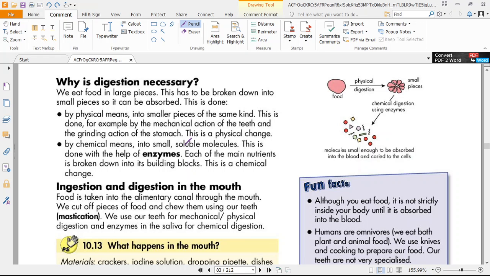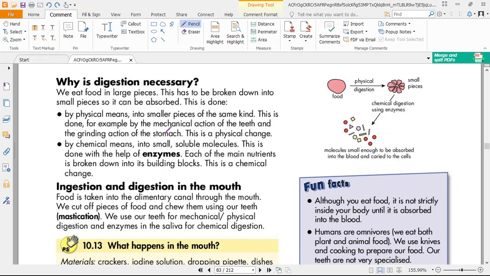Alright, so we digest food mechanically or physically. No chemical is used in this type of digestion. By physical means, we break down the food into smaller pieces of the same kind. This is done, for example, by the mechanical action of the teeth and the grinding action of the stomach.